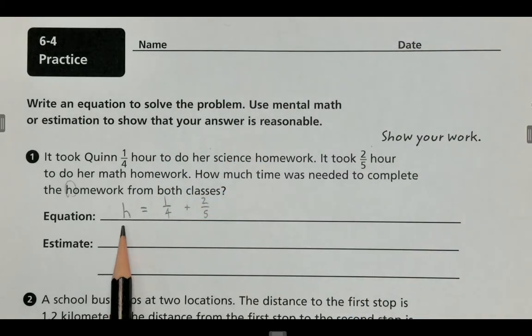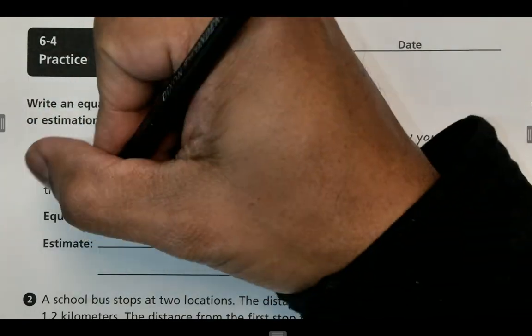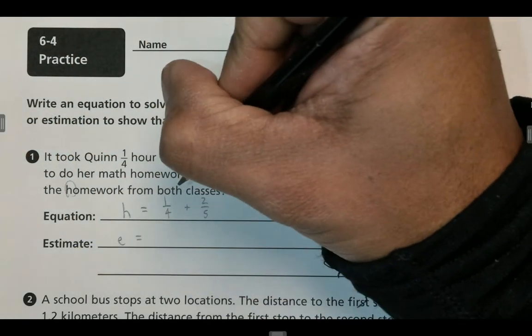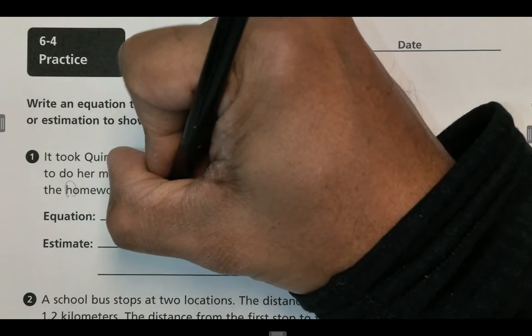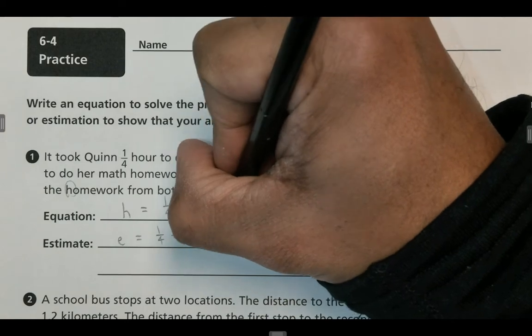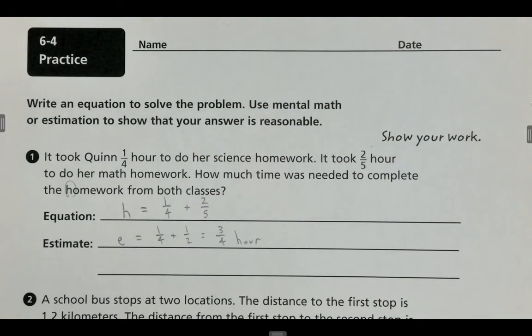Pause here. I've got this set up as an equation. Now I'm going to do a quick mental math estimate. Well, 2/5, I'm going to say is close to a half. So my estimate is 1/4 plus 1/2, which I can do as mental math. I think the answer is going to be about 3/4 of an hour.